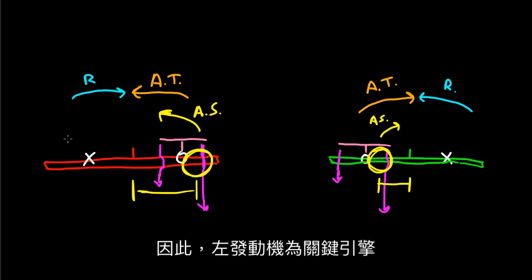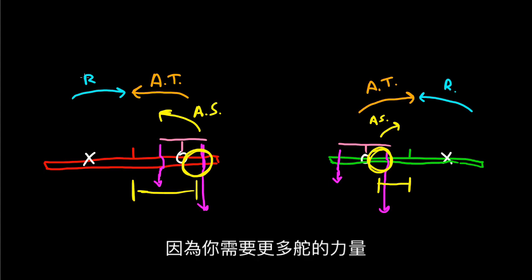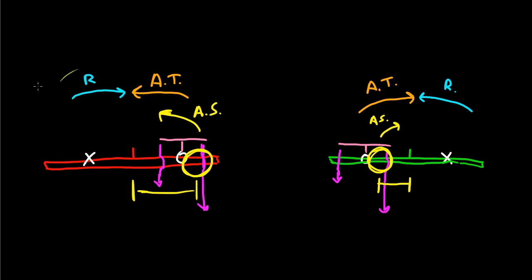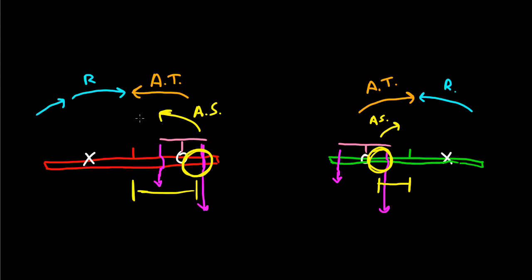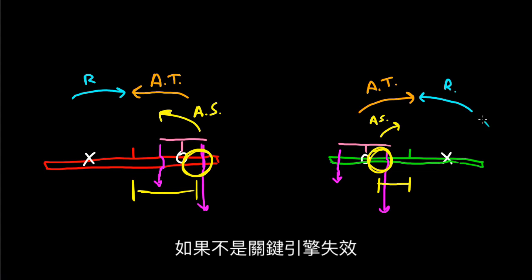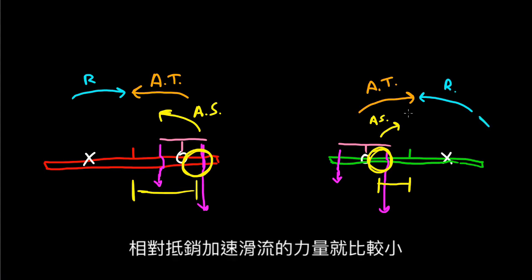As always, the left engine is the critical one, because you need more rudder, you need more rudder to counteract this accelerated slipstream here than you do on this side if your non-critical engine has failed, and you'll need to compensate for a small amount of accelerated slipstream.